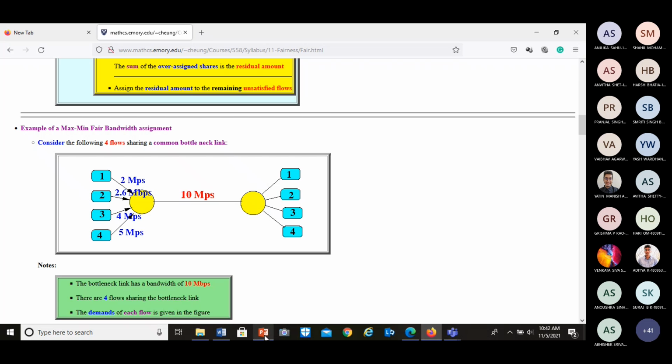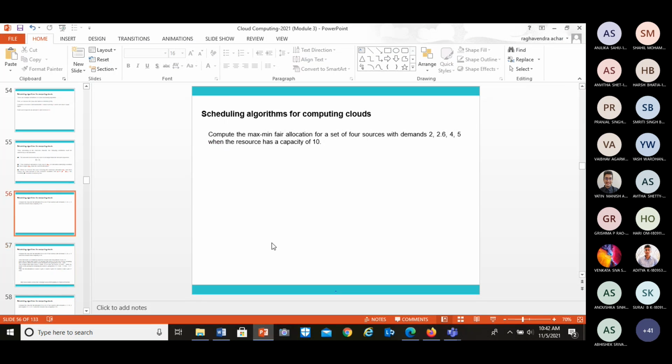So that is max min fair allocation. Using the max min fair allocation, this is how you can allocate the resource.